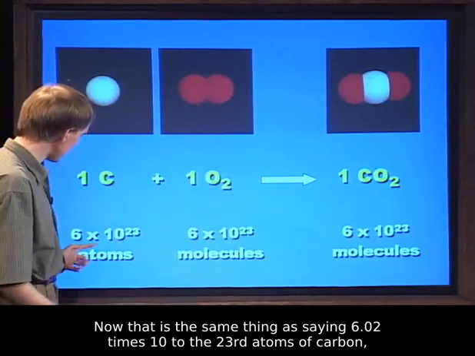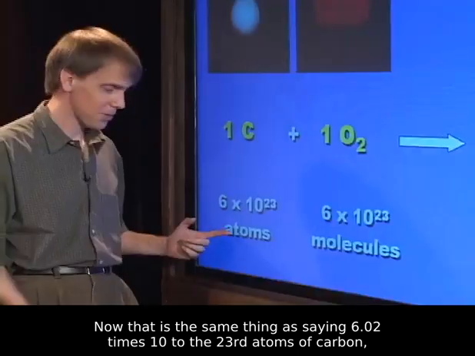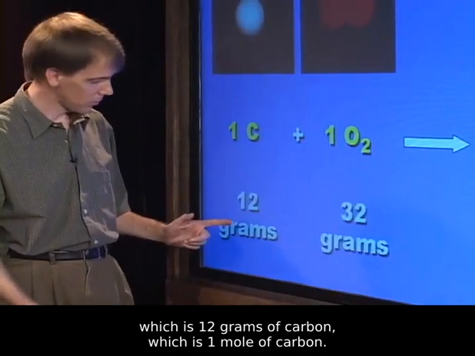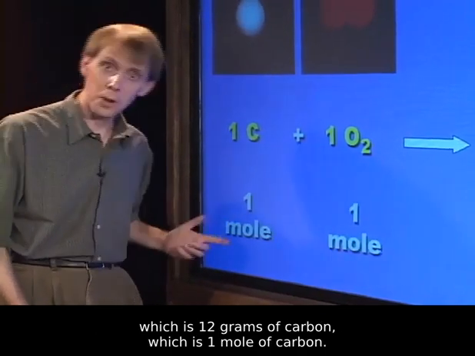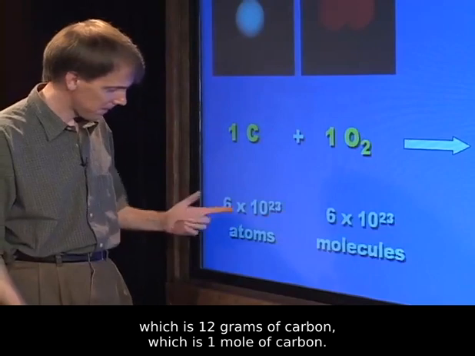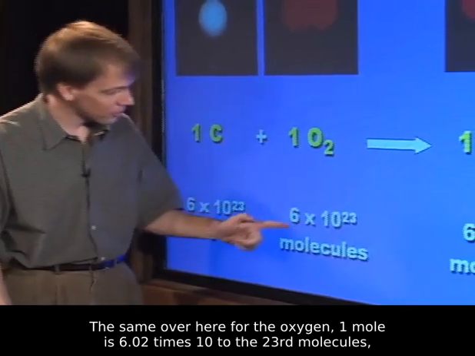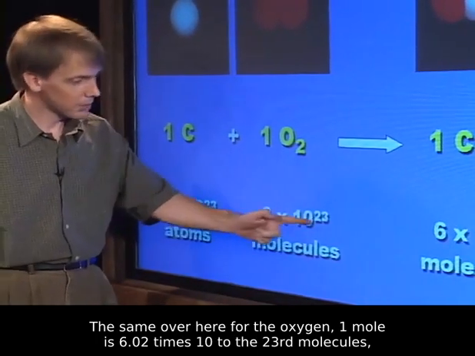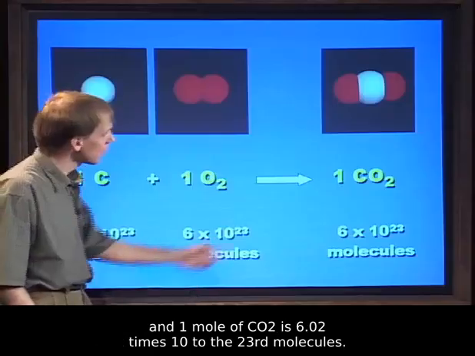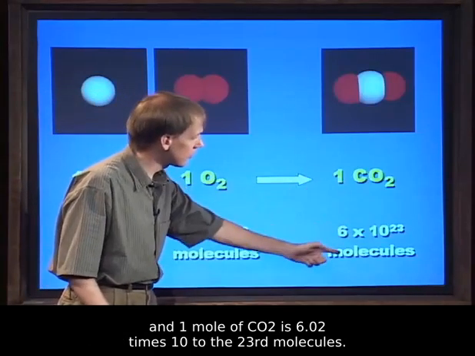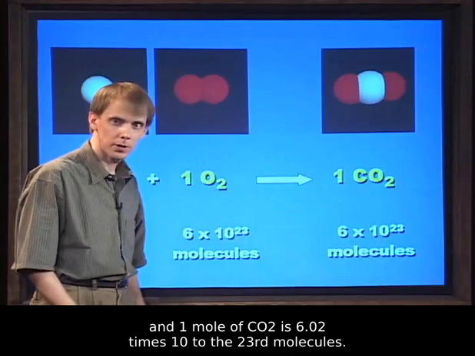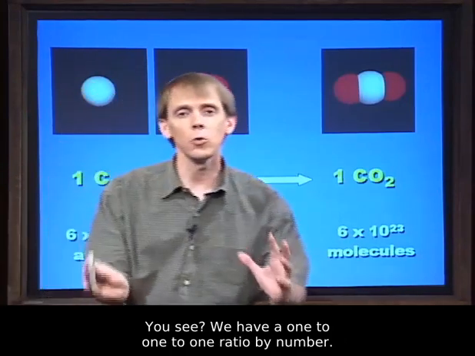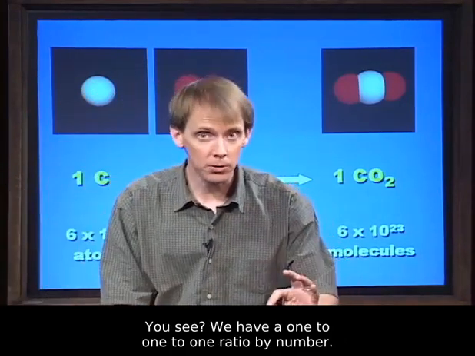Now, that's the same thing as saying 6.02 times 10 to the 23rd atoms of carbon, which is 12 grams of carbon, which is 1 mole of carbon. Same over here: for the oxygen, 1 mole is 6.02 times 10 to the 23rd molecules, and 1 mole of CO2 is 6.02 times 10 to the 23rd molecules. You see, we have a 1-to-1-to-1 ratio by number.